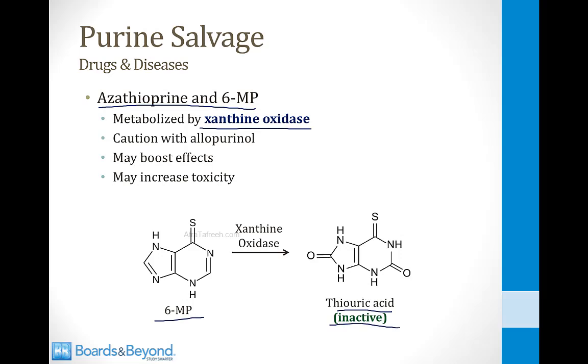This means you have to be very careful if you co-administer either of these two drugs along with allopurinol. Allopurinol will inhibit xanthine oxidase, and this will boost the effects of 6-MP. Sometimes this is done on purpose to boost the effects of one of these drugs. However, you also have to be careful because co-administration of allopurinol may increase the toxicity because you are blunting the metabolism of the two drugs.